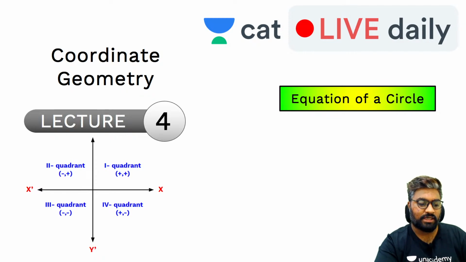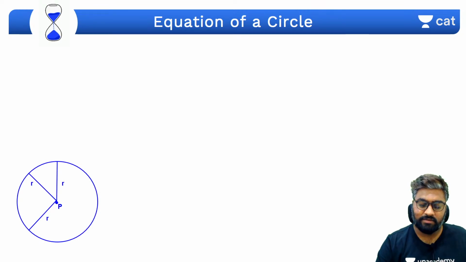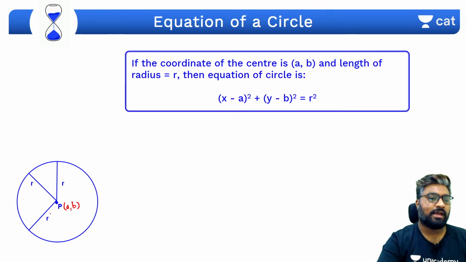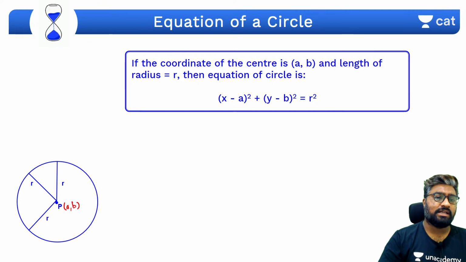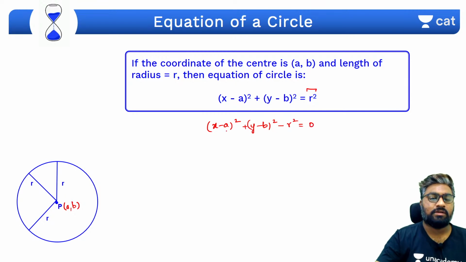Hi Priya. Hello Rishi. Chalo, let's start. Let's talk about the circle. So if a circle is given to you with center P, if this center P is denoted by the coordinates a comma b, and the length of the radius is r, then equation of a circle is given by (x minus a) square plus (y minus b) square, which is equal to r square. Or in other words, (x minus a) square plus (y minus b) square minus r square is equal to 0.